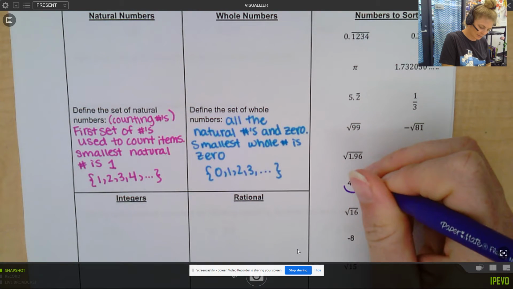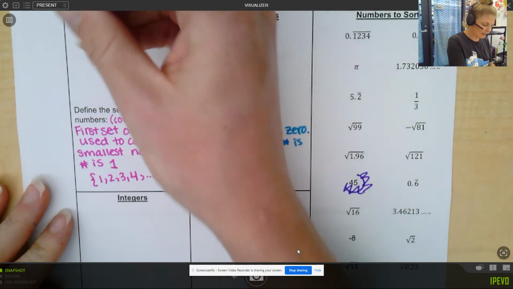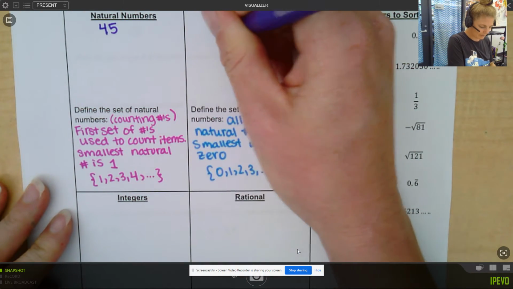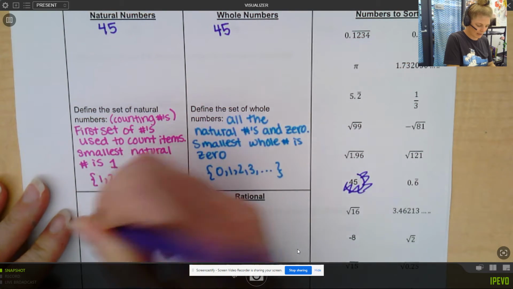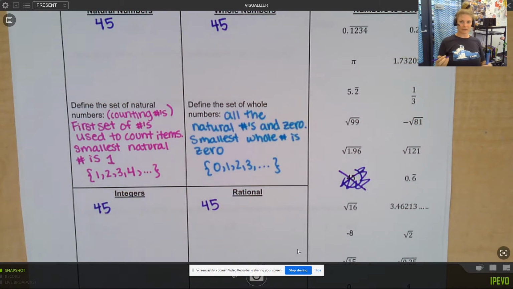Because you guys can do this. Oops, I'm not going to circle it, because you circle it if you don't use it. So 45 is natural. It's also a whole number. It's also an integer, and it's also rational, like 45 over 1. So maybe I'll cross it out if I use it.